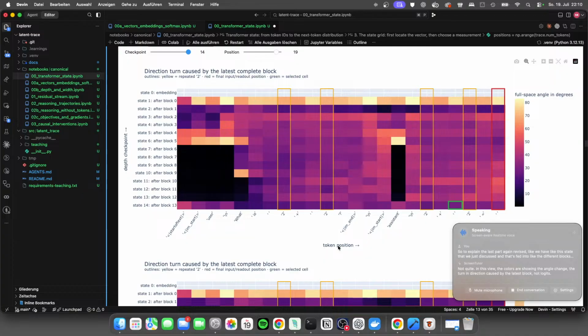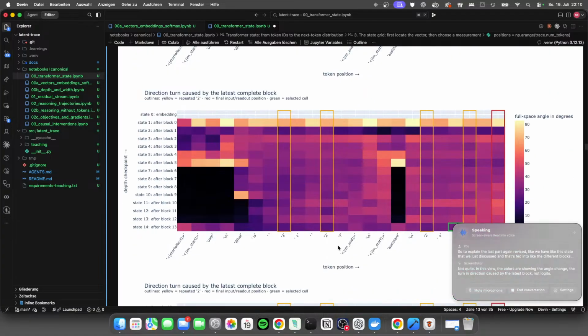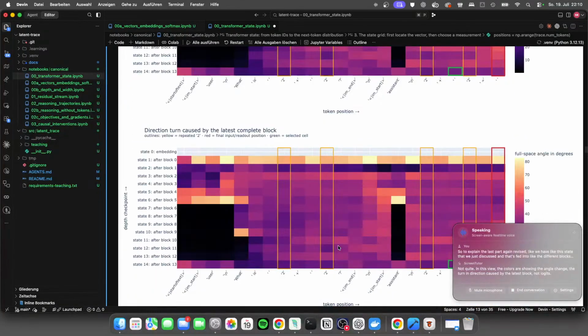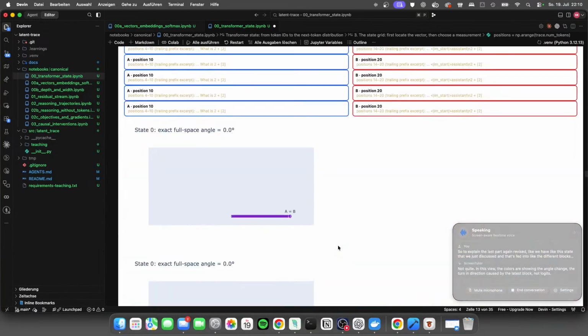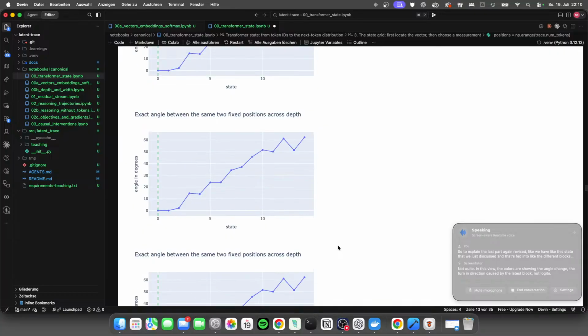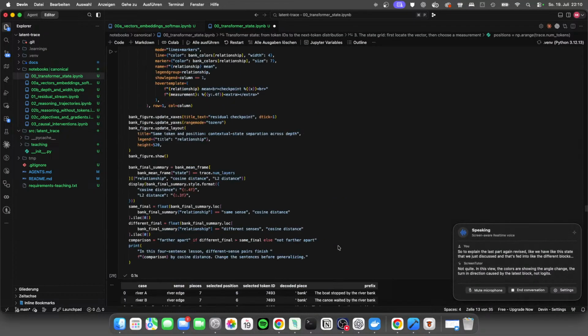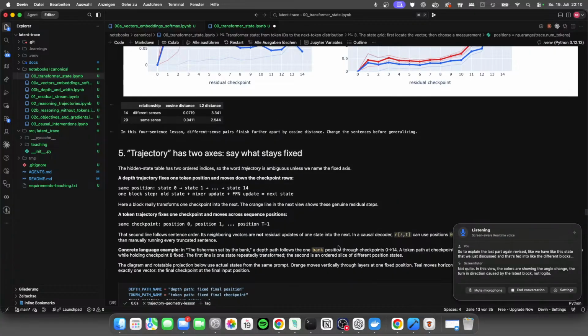To know which token would be chosen, you don't read this plot. You need the final hidden state at the current position. Pass it through the output projection to get logits for every vocabulary token, then either take the highest logit, which is greedy, or sample after softmax. So this heat map tells you where the model is revising its internal representation, not which token wins.